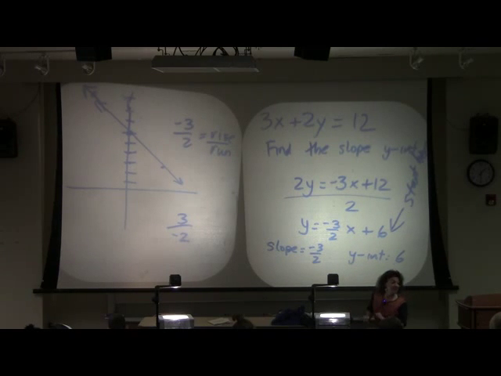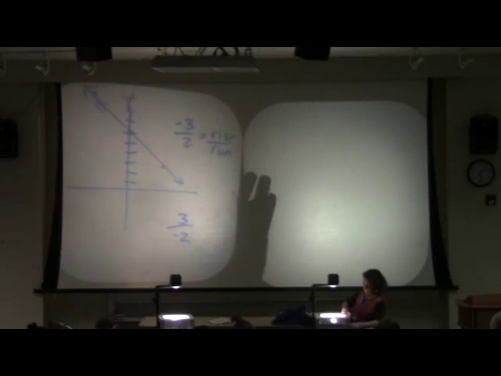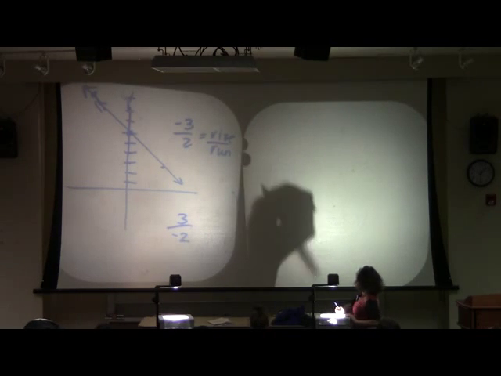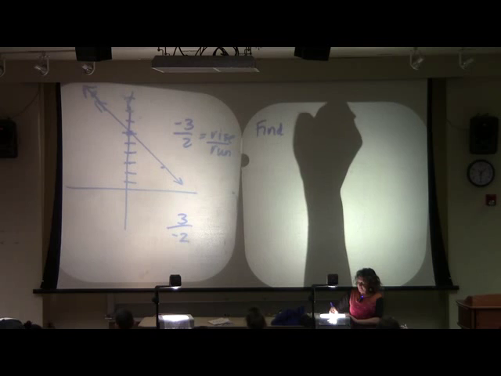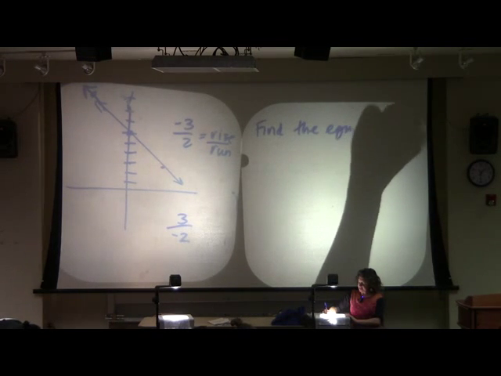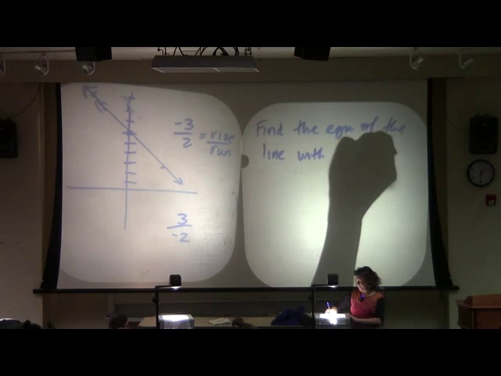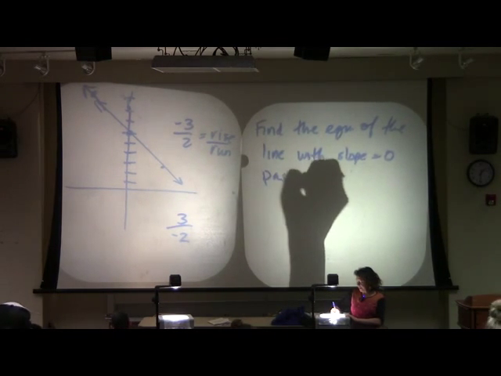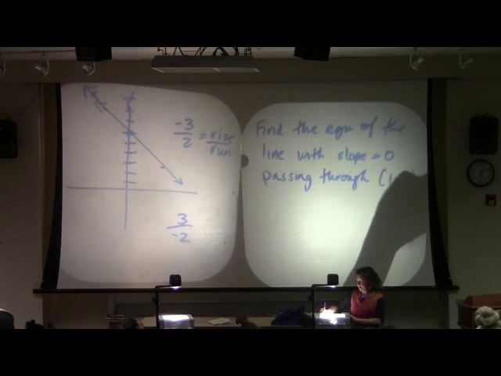All right, guys ready? Let's do this. What if I want us to find the equation of the line with a slope of 0, and how about he's passing through the ordered pair 1, 2?